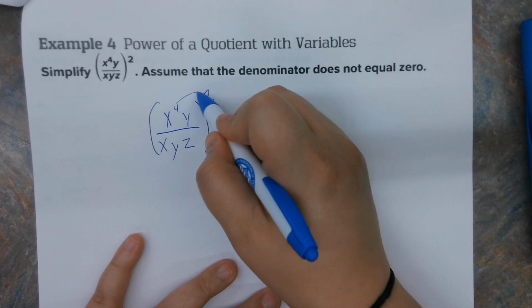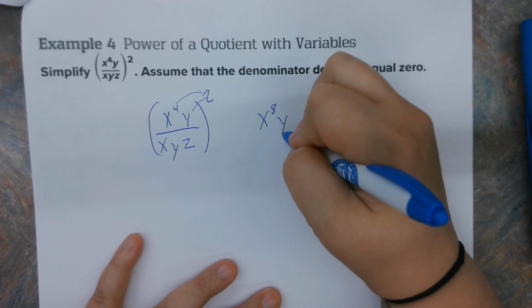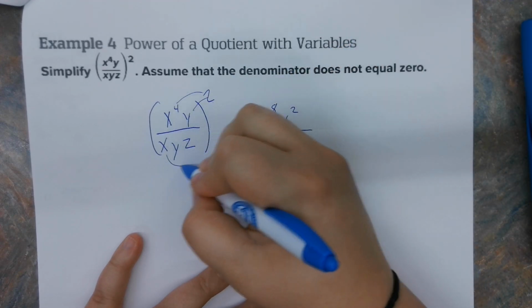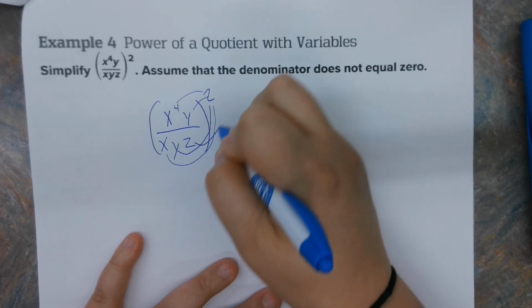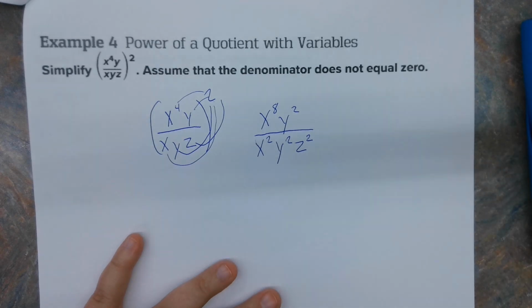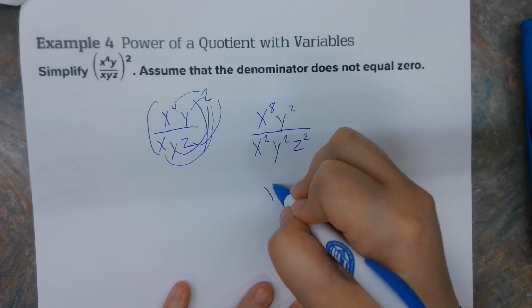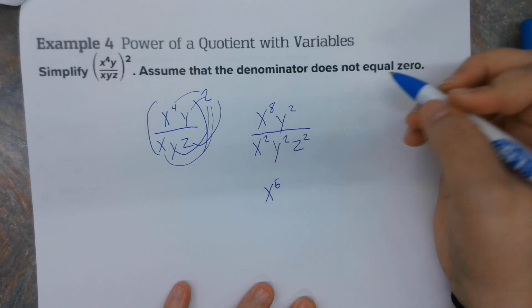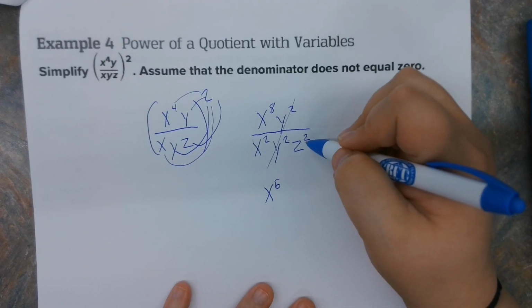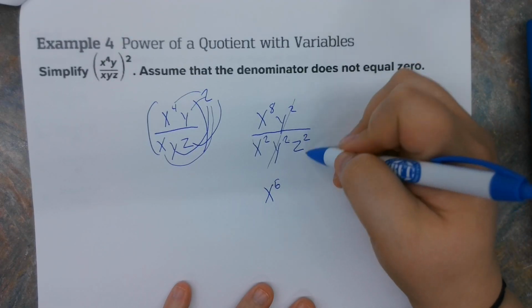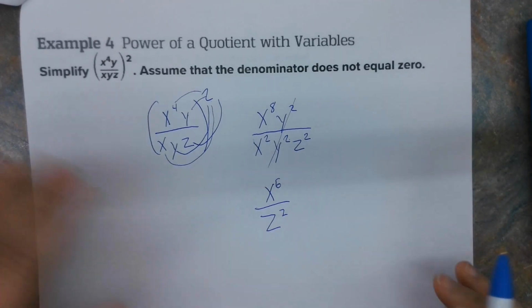So x, 4 times 2 is 8. So x to the 8th. Y to the 2nd. X to the 2nd. Y to the 2nd. Z to the 2nd. Okay, now I can subtract. 8 minus 2 is 6. So I have x to the 6th. Y, 2 minus 2, that goes away. And then this stays down here because there's nothing to subtract it from. So it's z squared. Okay.